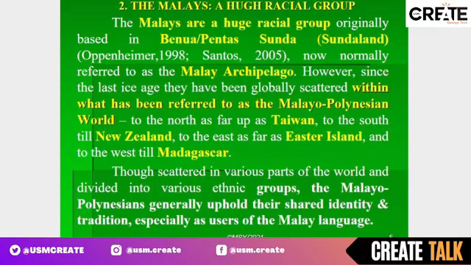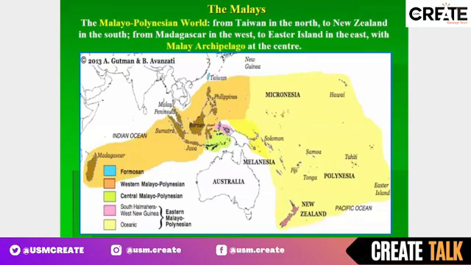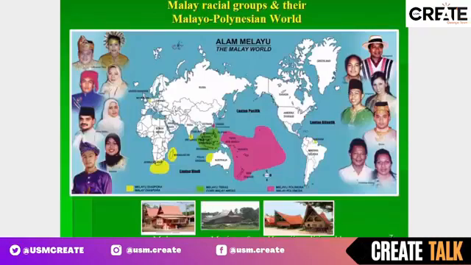Now, to make it clear to everyone, here is the Malayo-Polynesian world map. From Taiwan in the north, New Zealand in the south, from Madagascar in the west to Easter Island in the east, with the Malay archipelago at the center. They were scattered due to the great flood that I mentioned earlier. And on the next page, I'm introducing to you their faces. Malay racial groups and their Malayo-Polynesian world.